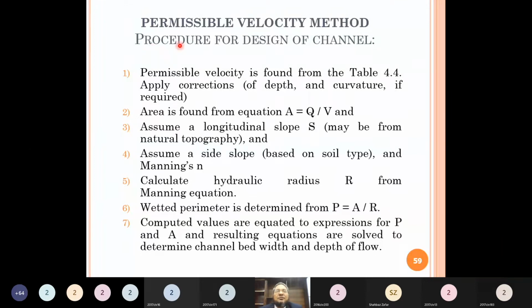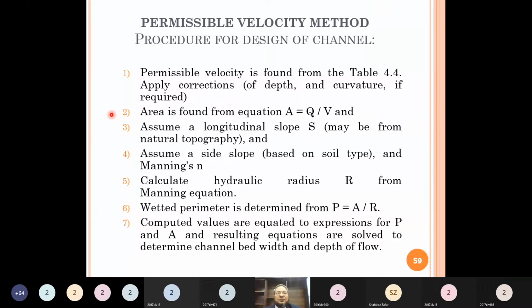Now we want to discuss the design procedure for irrigation channels using the permissible velocity approach. Now these are the steps. What is the first step? Permissible velocity is determined from table 4.4, as I have shown you already. And if you need to apply corrections, you have to apply two corrections, one for depth of flow, the other for curvature. Okay, this is step number 1. It means you have simply selected the value of permissible velocity.